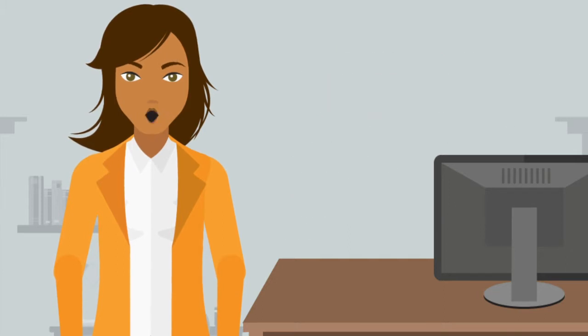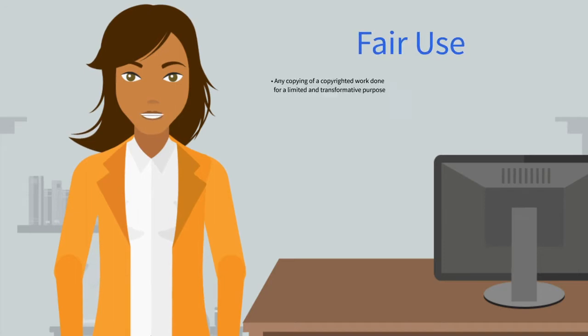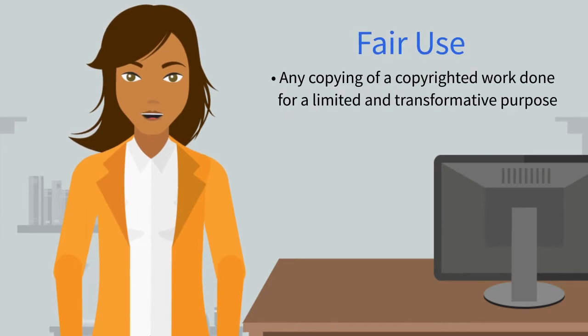However, there are some limitations to these exclusive rights, including fair use and face-to-face teaching. Fair use is basically any copying of a copyrighted work that's done for a limited and transformative purpose, such as to criticize, parody, or comment on a copyrighted work. For example, if you are commenting upon or critiquing an image from a published journal article or the article itself, fair use principles may allow you to reproduce portions of the work to achieve your purposes by quoting a few lines or summarizing the content.